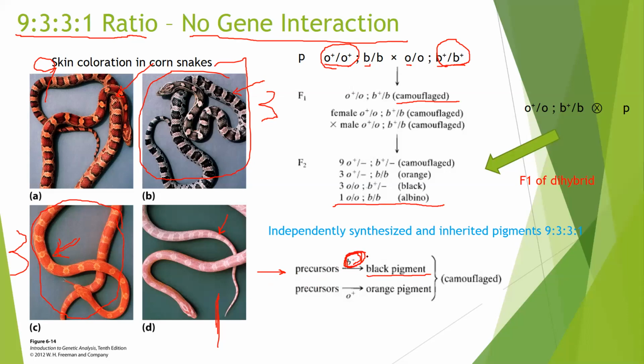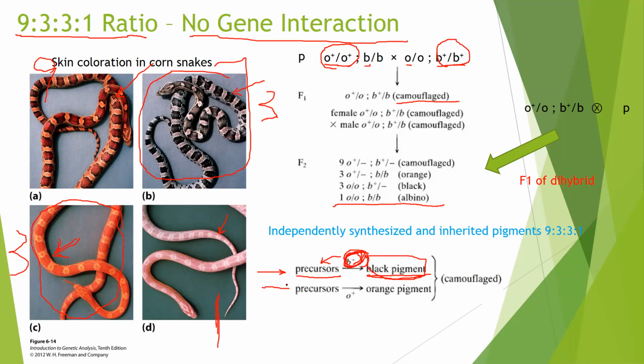And this enzyme is gonna work on some colorless precursors. So these precursors are colorless, and if there is a functional protein in this individual, the wild type, this enzyme is gonna work on this precursor and produce some black pigment. So the end product from this biological pathway is the black pigment.